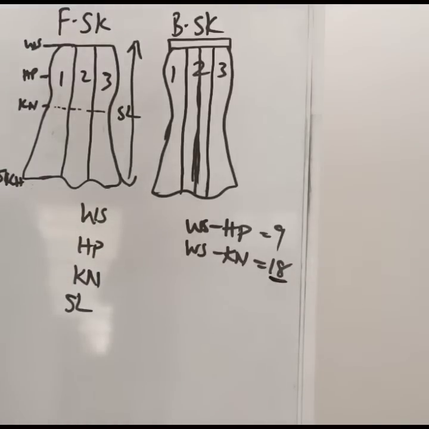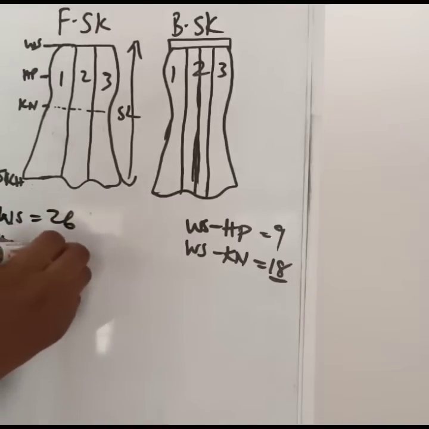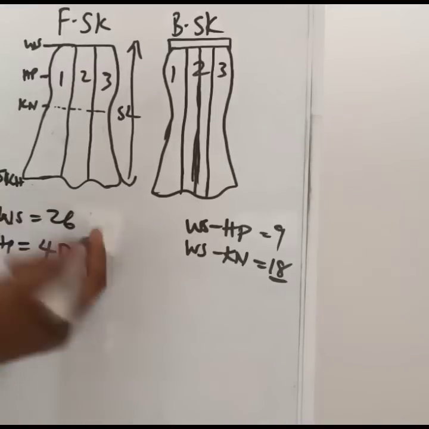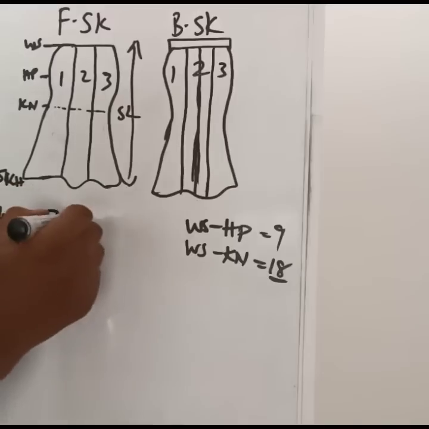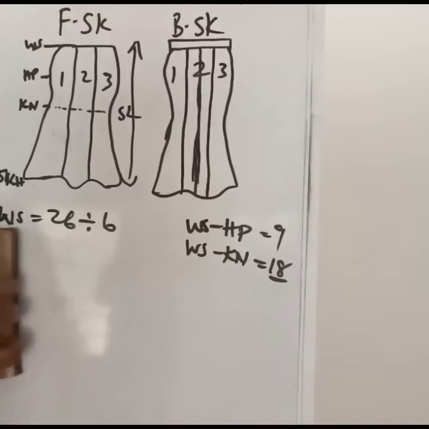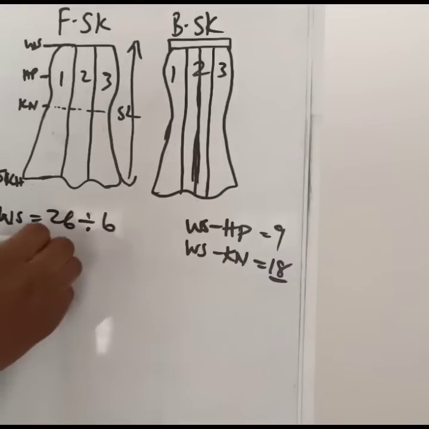And then the waist that we are using for this illustration is 26. The waist is 26. The hip is 40. Now, because it is a 6 pieces skirt or a 6 part skirt, we'll be dividing them by 6. This waist circumference 26, we divide it by 6. And when you divide 26 by 6, you are going to have 4.3.